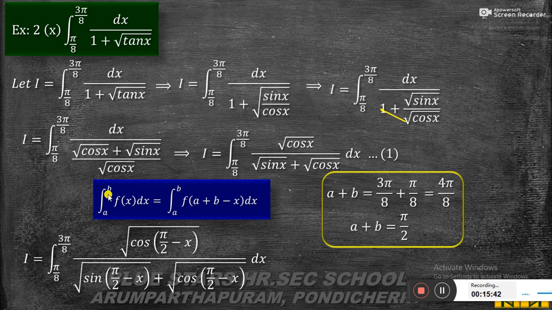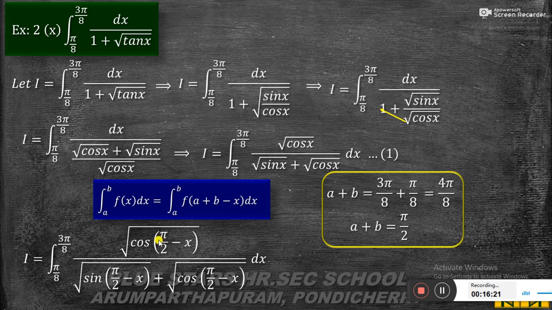In the next step we apply this: integral a to b f of x dx equal to integral a to b f of a plus b minus x dx. Here a plus b means we add the lower limit and the upper limit. So pi by 8 plus 3 pi by 8, the denominator is the same, so we add the numerators: 3 pi plus pi is 4 pi by 8, so pi by 2. So a plus b equal to pi by 2. We write integral a to b f of x dx equal to integral a to b f of pi by 2 minus x dx.